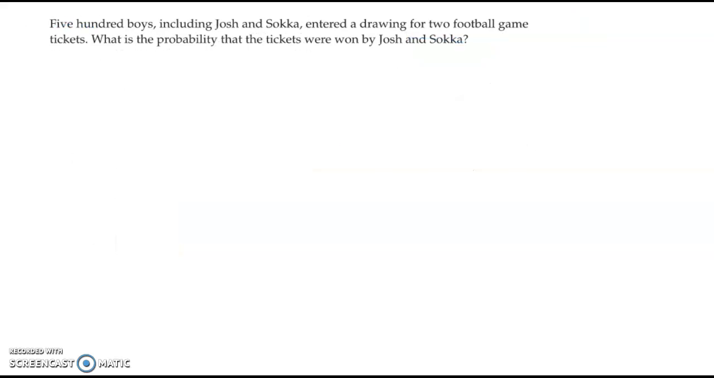Here's our next example. 500 boys, including Josh and Sokka, entered a drawing for 2 football game tickets. What is the probability that the tickets were won by Josh and Sokka? So I've got 500 boys, that's the number of objects, and 2 football game tickets. So the first thing I would do is write my formula. I've identified 500 would be my n value because it's the number of objects, and my r value would be 2 because I'm taking them 2 at a time, since we get 2 tickets.